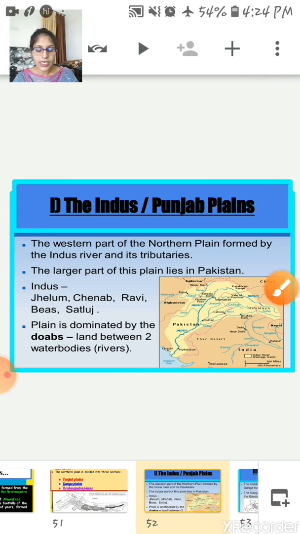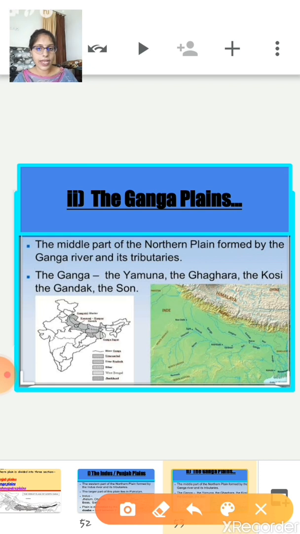The second one is the Ganga plain, basically the middle part of the northern plain, formed by the Ganga river and its tributaries. So the Ganga and its tributaries Yamuna, Ghagra, Kosi, Gandak and the Son. The area is spread across states like Haryana, Uttar Pradesh, Bihar, West Bengal, and partly Jharkhand. Clear? So the Ganga plain is the middle part of the northern plain.